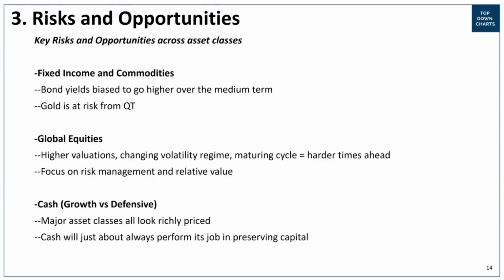So again, have your plan, have your risk management in place, and then that brings us to the final point, which is about cash. And again thinking about that growth versus defensive mix, and what do you do when all asset classes look richly priced? About a year and a few months ago, the phrase at that time would have been TINA: there is no alternative, because when cash was at zero, there was no alternative.